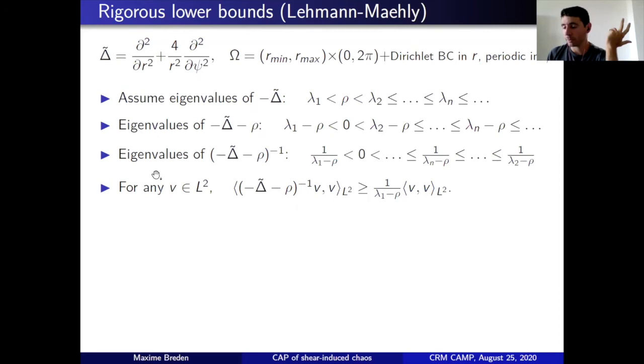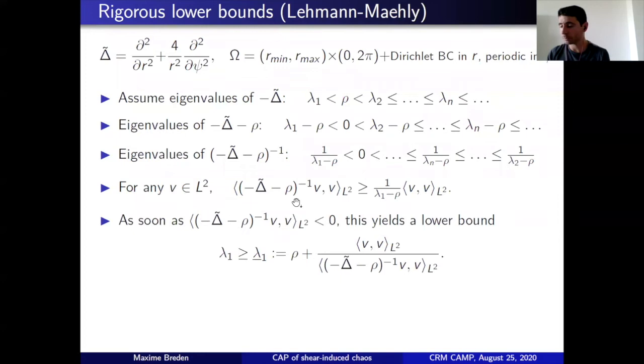And now I do the same thing. I take some v and compute the scalar product, and since the spectrum is this way, I have a lower bound, which is 1 over lambda1 minus rho. This whole thing is negative because lambda1 is less than rho. And so provided this quotient is also negative, I can just invert this inequality. Now I get a lower bound, sorry, for lambda1, which is just rho plus this quotient, inverting this inequality.